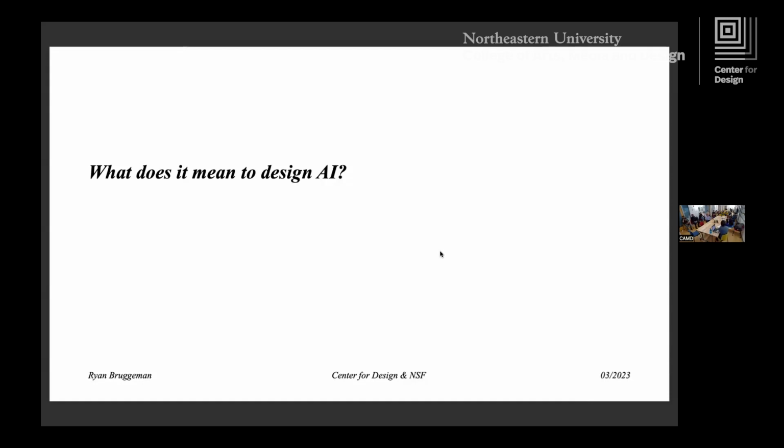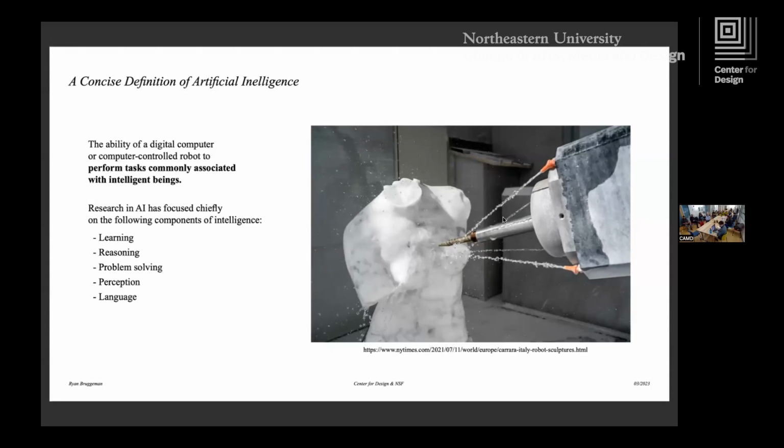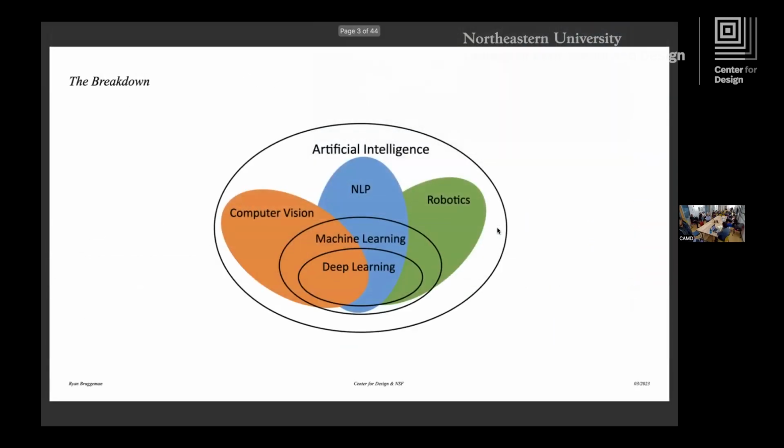So I'm asking the question, well, what does it mean to design an AI? Just a quick overview of what is generally, like, this is Britannica, what they say of an AI, and it's chiefly looking into the components of learning, reasoning, problem solving, perception, or language. This combination is traditionally found within this. So you have artificial intelligence at the largest level, and at the lowest, deep learning, like your neural networks, GPT, and then different types of intelligent operations like natural language processing, computer vision, robotics, that fall under the net of artificial intelligence.